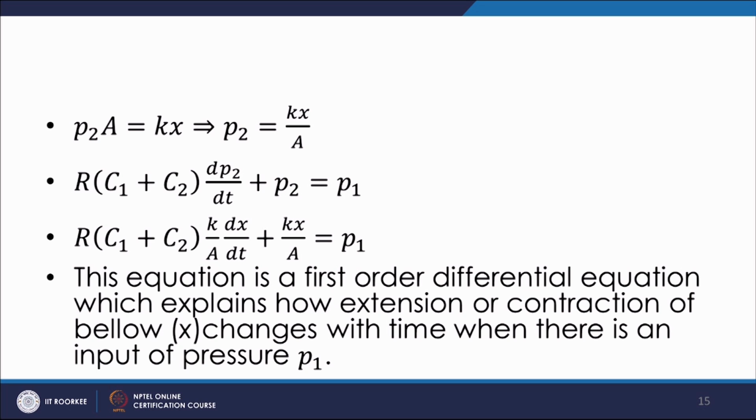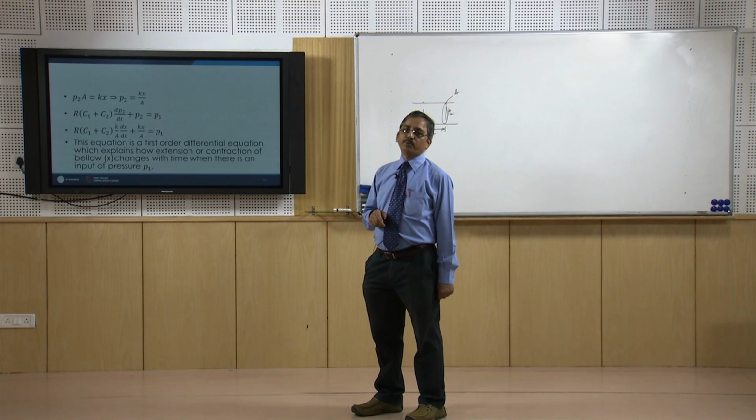So, this is what I get: (R(C1 + C2)K/A) dx/dt + Kx/A = P1. This is the same equation which I discussed in the beginning for the bellow. Here you can see that the input is P1 and the output is x, and this is the first order differential equation which explains how the extension or contraction of the bellow changes with time when there is an input pressure P1.